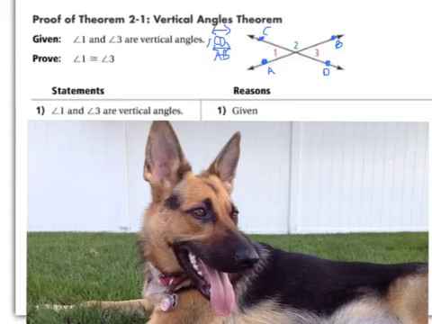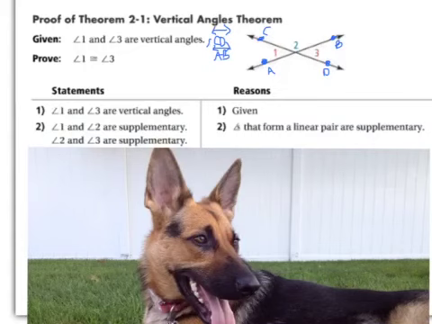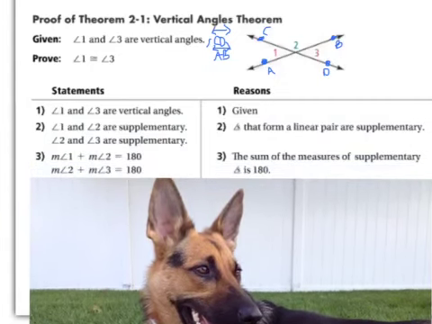So, just to start out, angle 1 and angle 3 are vertical angles. Usually you start with the given statement, but you don't always have to. Now we said angle 1 and angle 2 are supplementary, and we also know angle 2 and angle 3 are supplementary because angles that form a linear pair are supplementary. Since they're supplementary, we can say that they add up to 180. So the measure of angle 1, notice that you're saying the measure of because we're adding and setting it equal to, the sum of the measures of supplementary angles is 180 degrees.